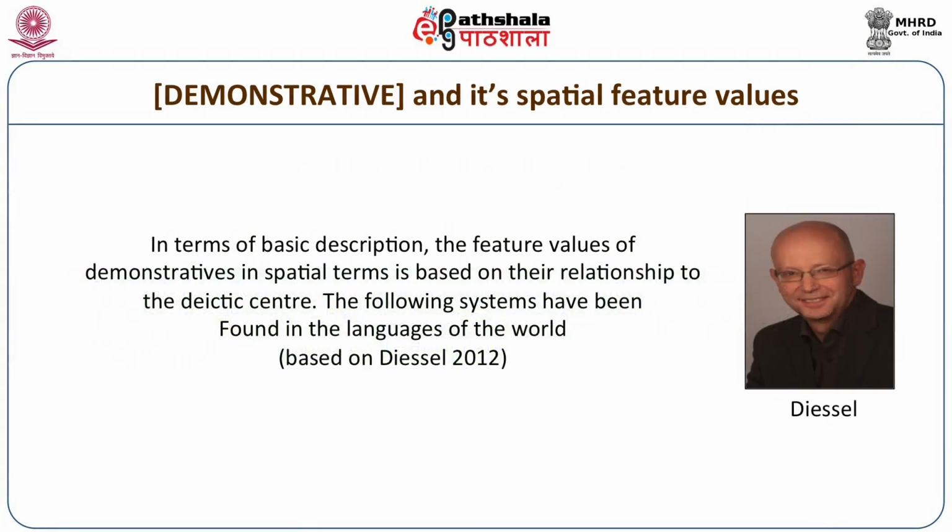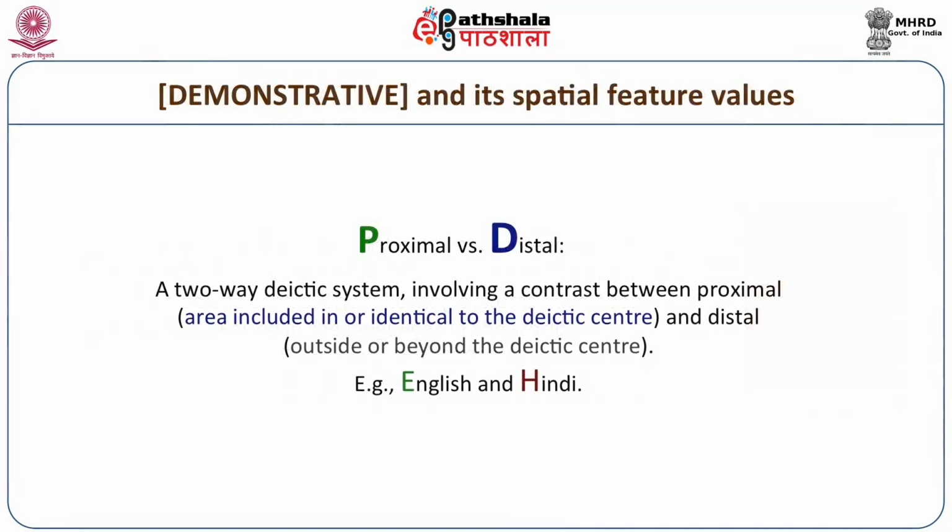As soon as someone speaks, a speaker and a hearer are automatically identified. The feature values of spatial demonstratives are based on their relation to the deictic center. In the languages of the world, the following systems have been found. So languages can make a distinction between proximal demonstratives versus distal demonstratives. This is a two-way deictic system involving a contrast between the area included in or identical to the deictic center, the proximal demonstrative, and distal, outside or beyond the deictic center.